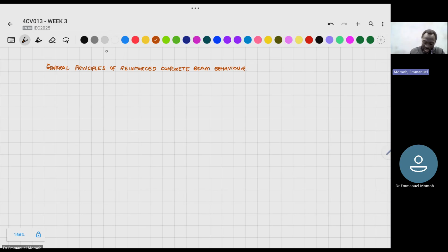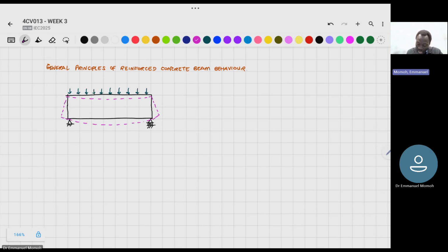So let's take this diagram for example. We have a concrete beam that is simply supported. If we apply an action on this beam, say a uniformly distributed load, what will happen to this beam is that the beam will deflect. So the beam deflects downwards. So the new shape of the beam becomes something like this.